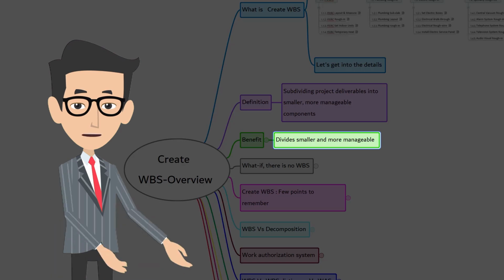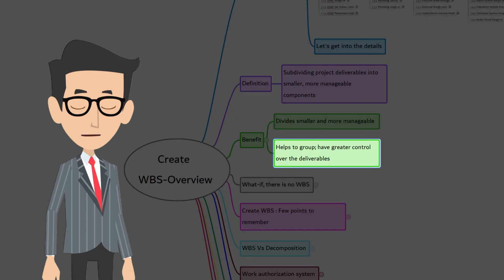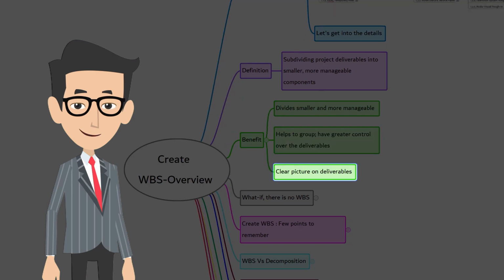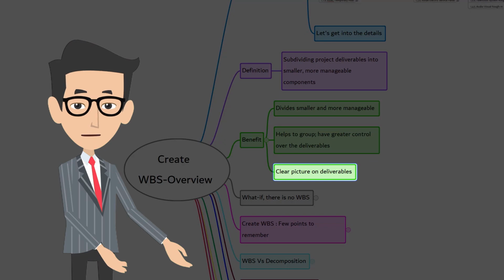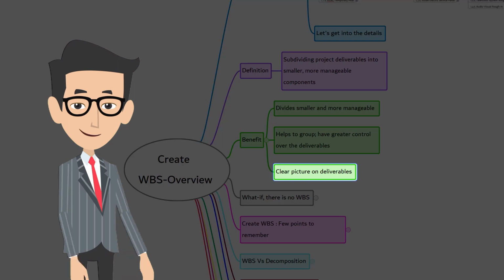WBS is not only dividing the project into smaller and more manageable pieces, but also helps to organize them as group so that you can plan the step-by-step work to be executed. As the execution starts, you will have greater control on overall deliverables. You get a clear picture on what is delivered, and what is in progress, and what is in queue, which is to be delivered tomorrow, next week, next 15 days, next month, next quarter, next 6 months, next 1 year, so on and so forth, if it's a multi-year project.